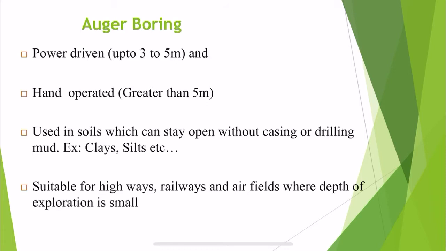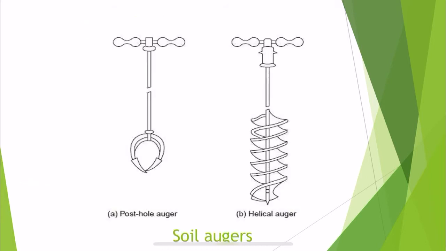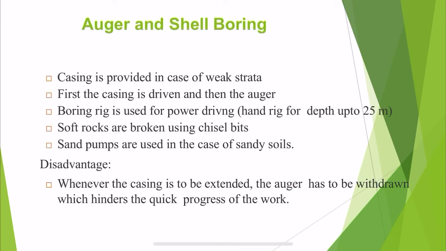These are suitable for highways, railways and airfields where depth of exploration is small. Here we are going to use 2 types of soil augers. Post hole auger for drilling and collecting soil sample at the top area. Helical auger: in this, advancement is made by drilling the auger by simultaneous rotating and pressing it into the soil. Whenever the auger gets filled with the soil, it is taken out and the soil sample is collected. Again, the test proceeds.